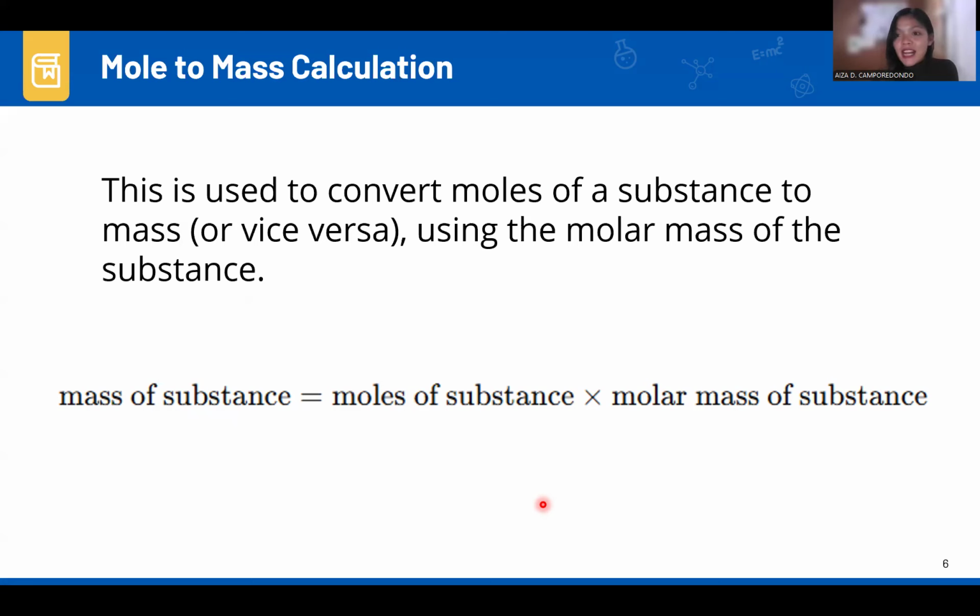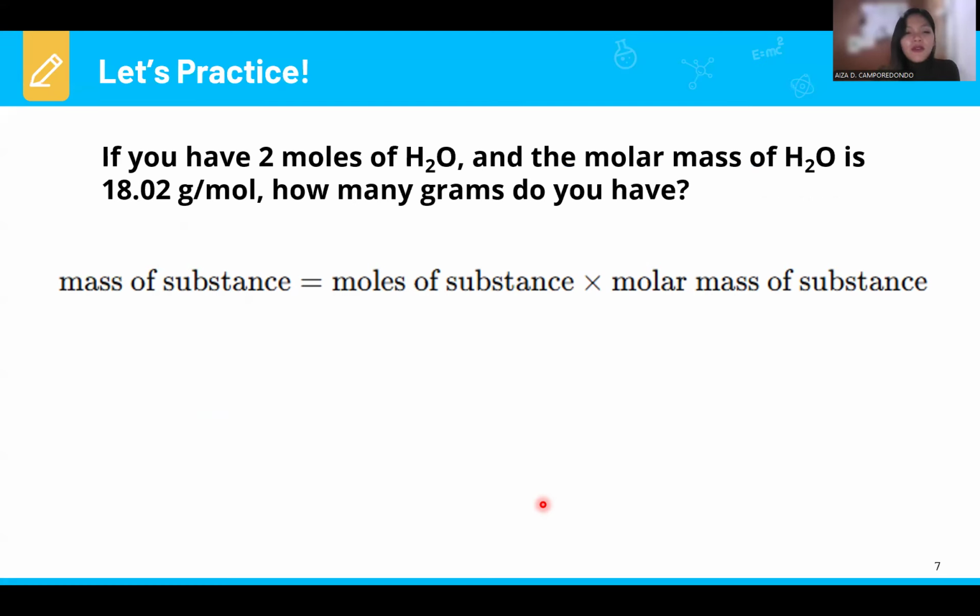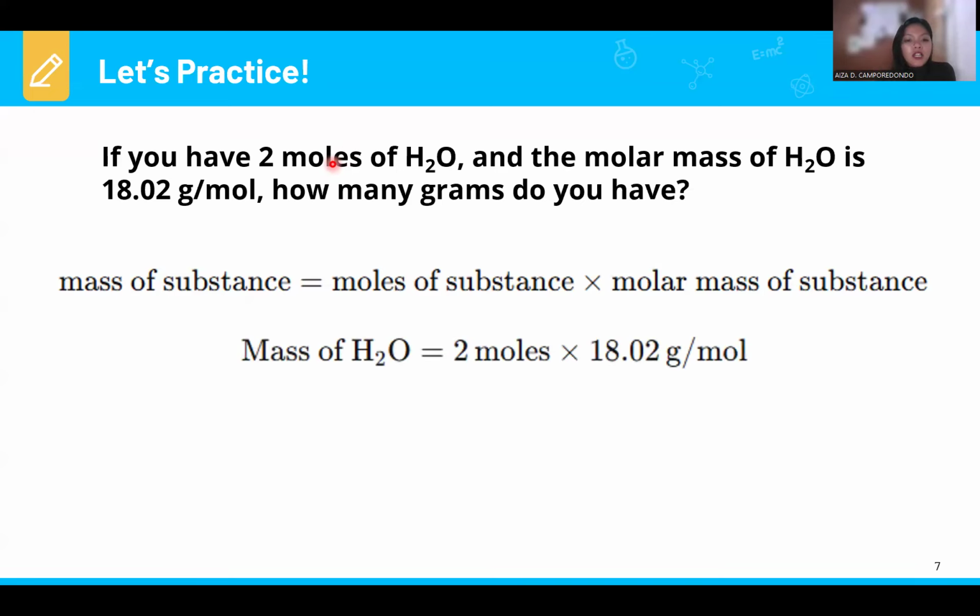Let's proceed with the calculation. If you have 2 moles of water and the molar mass of water is 18.02 grams per mole, how many grams do you have? Using the general formula, we need to substitute the given values. So the mass of water is equal to the 2 moles of water multiplied by the molar mass of the water, 18.02 grams per mole.